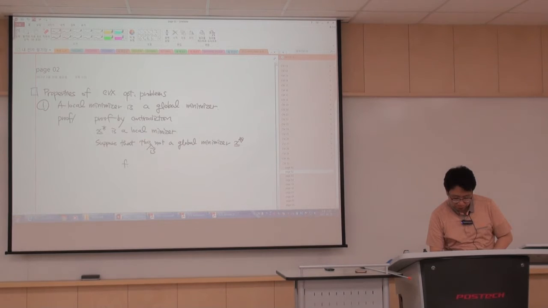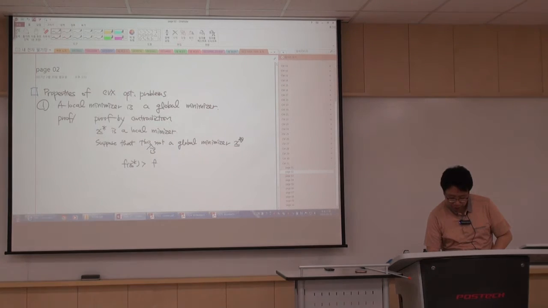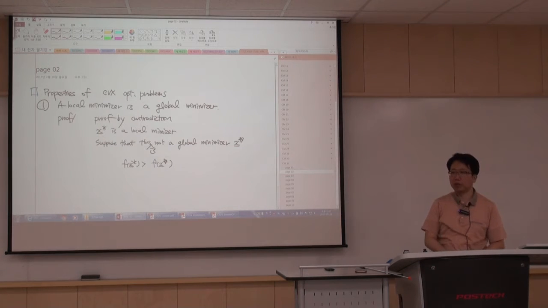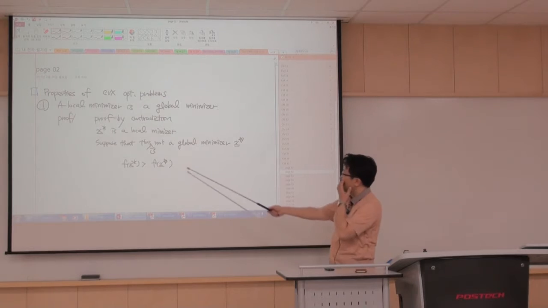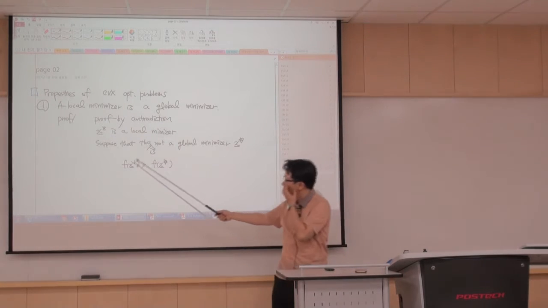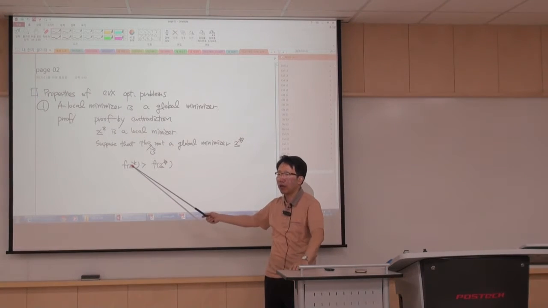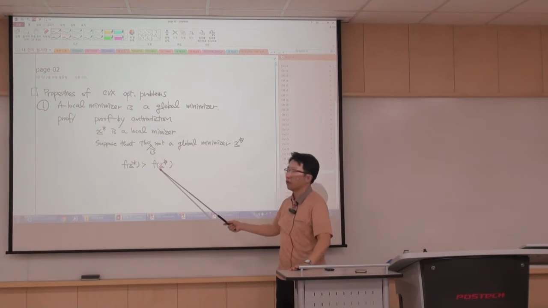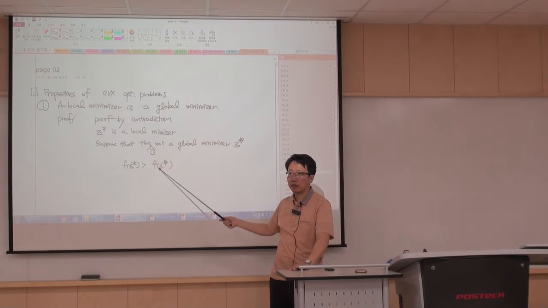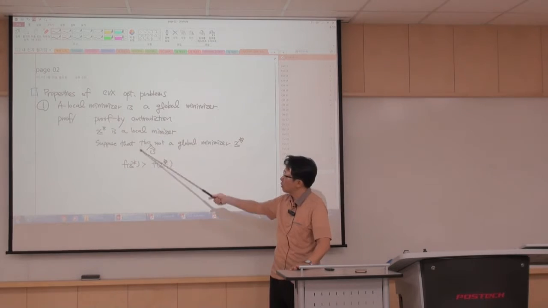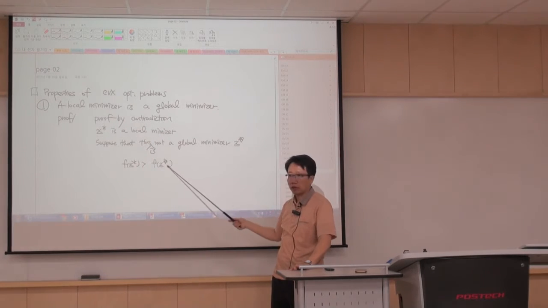This means that f of x star is greater than f of x this star. Am I right? Because this is global and this is not global. Means that this cannot have the same value as this one. Am I right? Got it? So this assumption means that one.